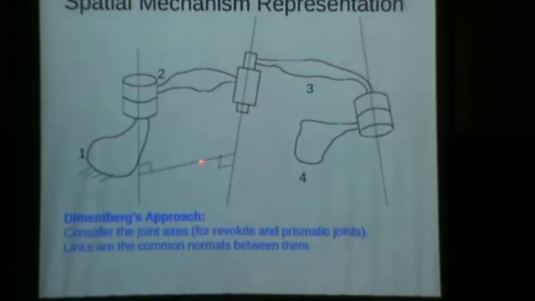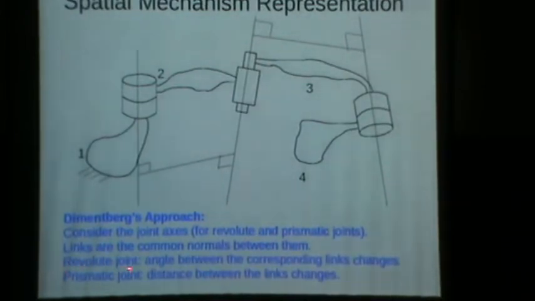So that unique line you consider to be in place of this physical link. So replace the physical link by this common normal. Okay? This is mathematically very elegant and actually enables us to do the mathematics very quickly. And so between this joint and this joint, this is the common normal. So instead of this link, we'll consider this. Okay? This is a very big simplification which happens.